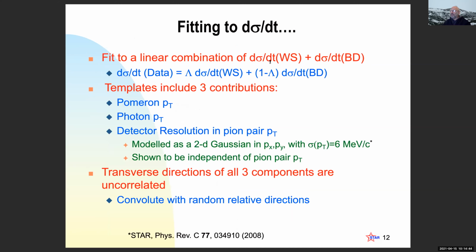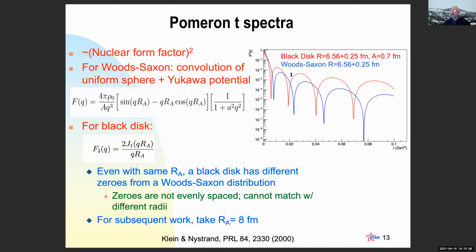So as I said, we'll fit d sigma dt to the linear combination of the Woods-Saxon and black disk approaches, just this formula shown here with these three components. And we assume that the transverse directions of all three components are uncorrelated. So we'll do numerical convolution of them with random relative directions. Pomeron PT spectra shown here, this is basically the nuclear form factor. For the Woods-Saxon, this is a convolution of a uniform sphere plus the Yukawa potential shown here. For the black disk, it's just shown here.